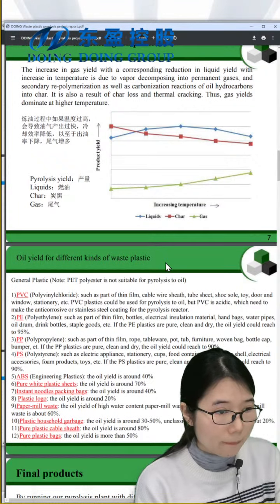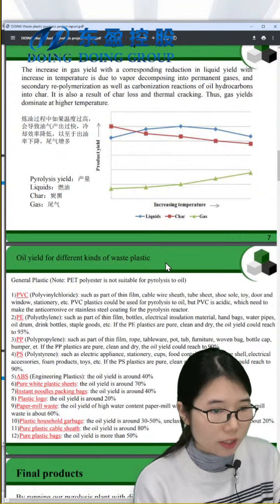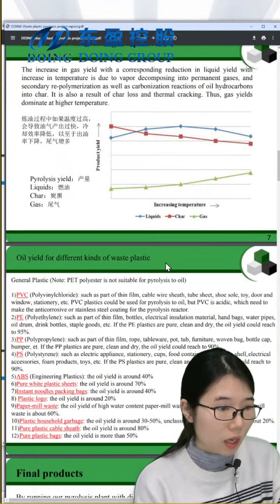So you will need special steel for the pyrolysis reactor, just like stainless steel for anti-corrosion.